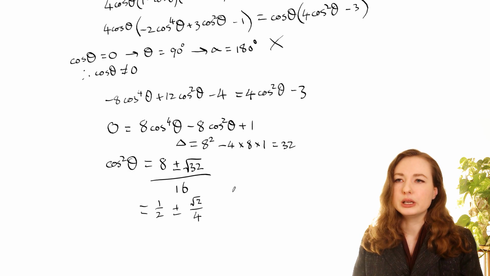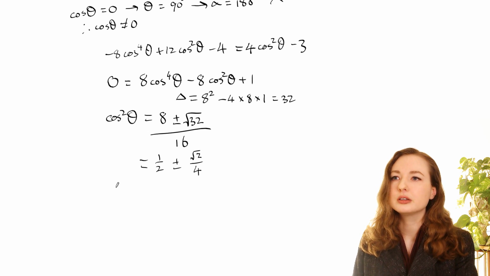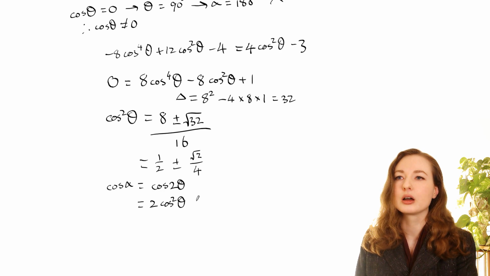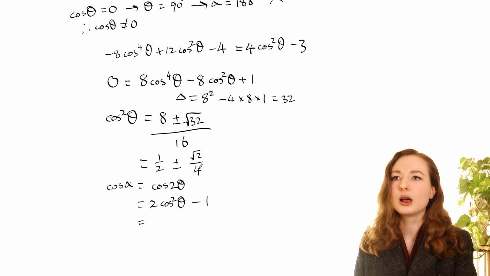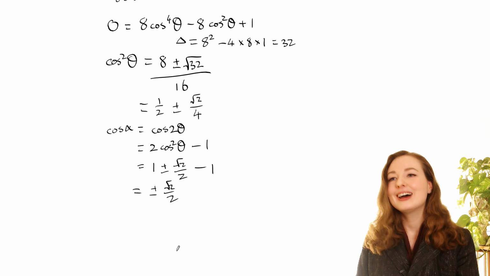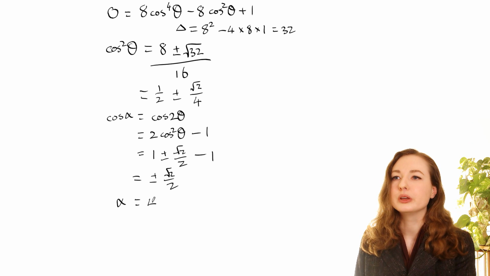Okay, that looks really ugly, but it's actually not going to be so bad, because what we want to find is alpha. So let's think about cos alpha is cos 2 theta, which is 2 cos squared theta minus 1. So we can just plug this into the cos squared theta. So 2 times this is 1 plus or minus root 2 on 2, and then we've got the minus 1. So that just makes plus or minus root 2 on 2. And you'll recognize that as the cosine of 45 degrees. So alpha would be 45 degrees.